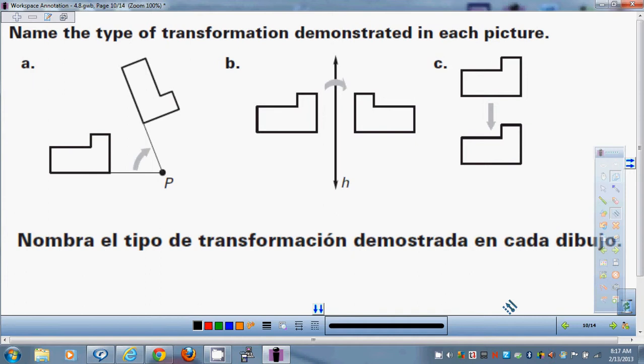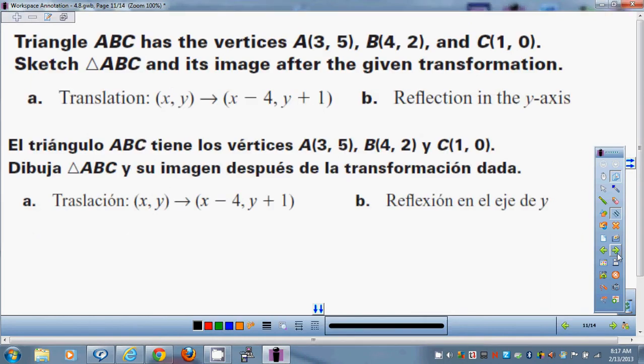Very good. Translation. So, now that you can recognize them, let's see. Triangle ABC has those three vertices. Sketch triangle ABC and its image after the given reflection, and then B after the given translation, then reflection. Okay. So, this is two separate problems.